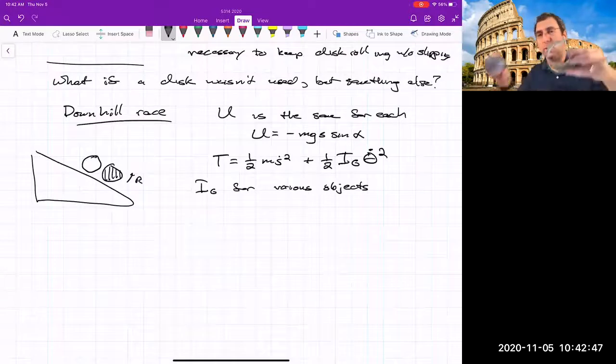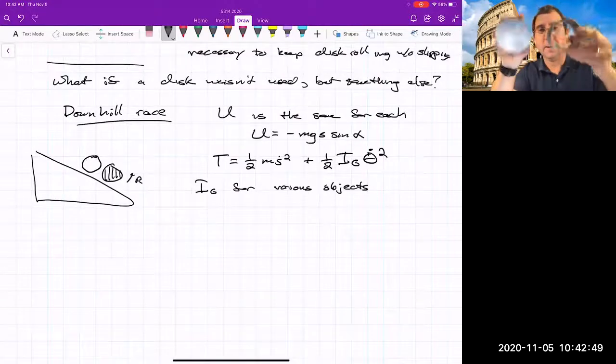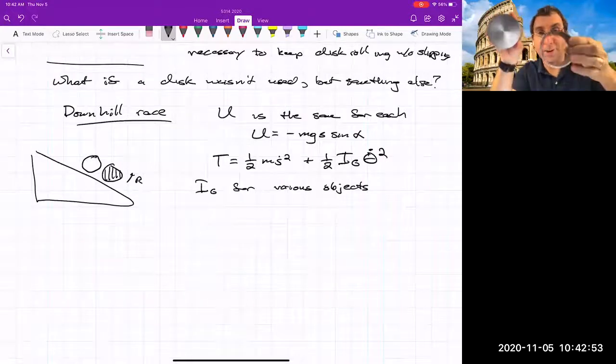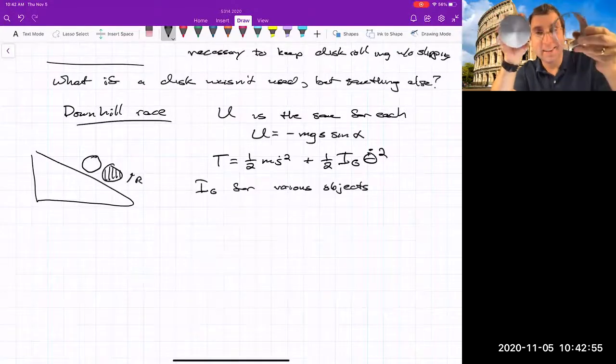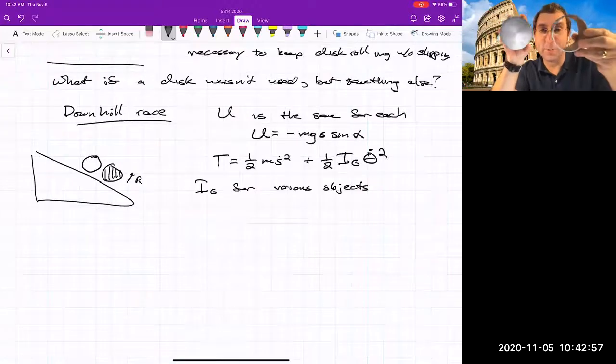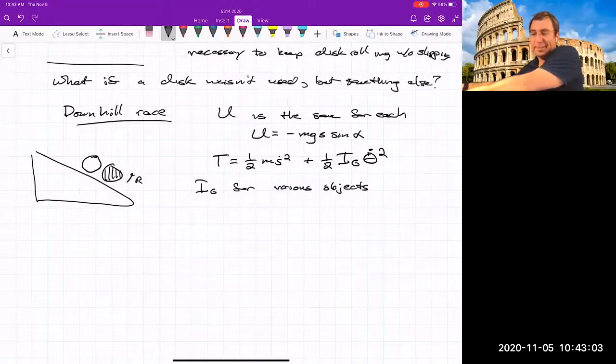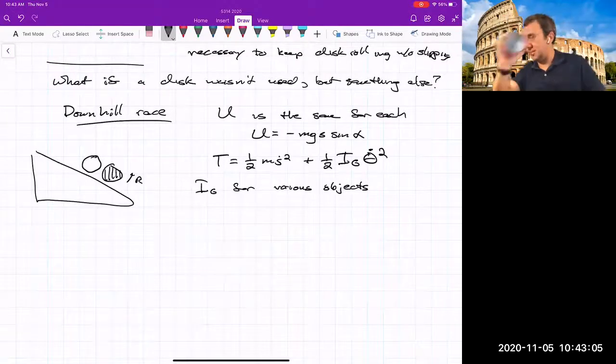Before we do the race, just looking at them, do you have an idea of which one, if they're released from rest, will make it downhill first? You could put it in the comments if you have a guess. Hollow cylinder or solid cylinder?